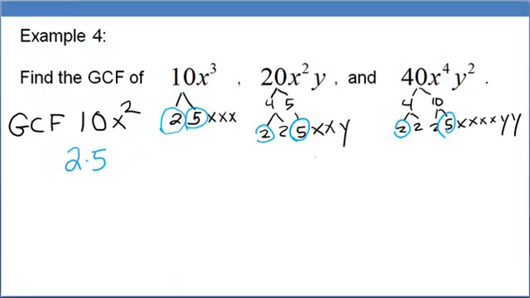Then we look for the x's. So it has to be common. This one has 3, this one only has 2, and this one has 4. So it has to be from this one to be the common part. So you can take 2 out of each one. And then your y's. You're not able to do a y because there is no y in the first term. And then we just multiply our 2 and 5 back together to give 10. So our 10x squared is the GCF.